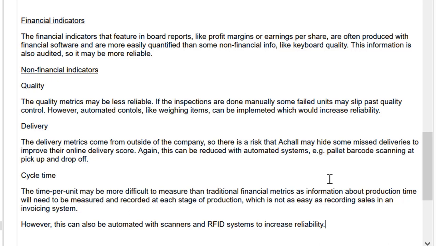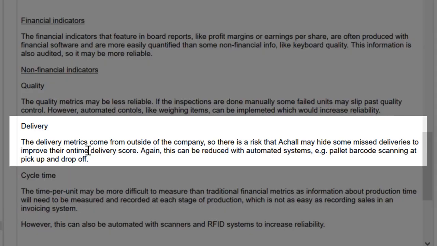Moving on to delivery. The delivery metrics come from outside of the company, so there is a risk that a carrier may hide some missed deliveries to improve their on-time delivery score. Again, this can be reduced with automated systems, for example, with pallet barcode scanning at the pickup and the drop-off.